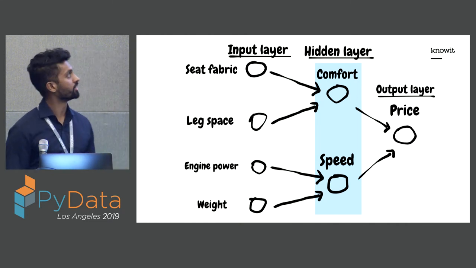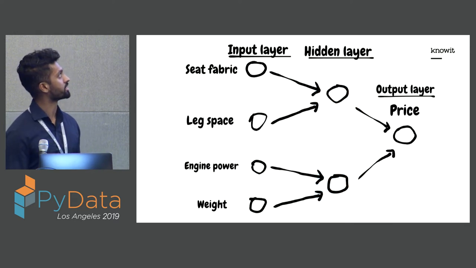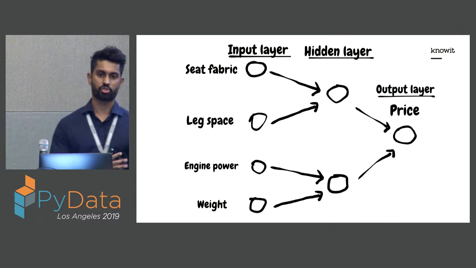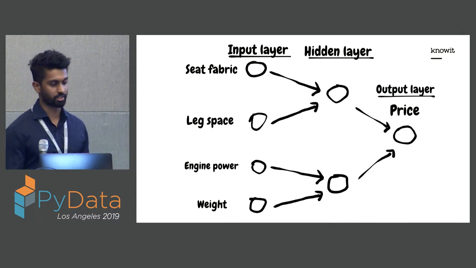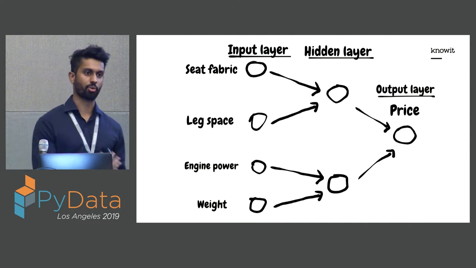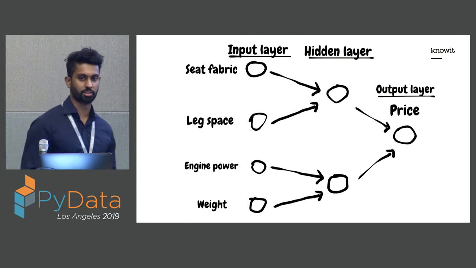Now, the reason why it's called a hidden layer is that in reality, it looks more like this. Because the high-level abstractions that it learns are not visible to us. We can just hypothesize about what it learns. We don't really know what's going on in here, which is also why we have to make this illustration a little bit more complicated.